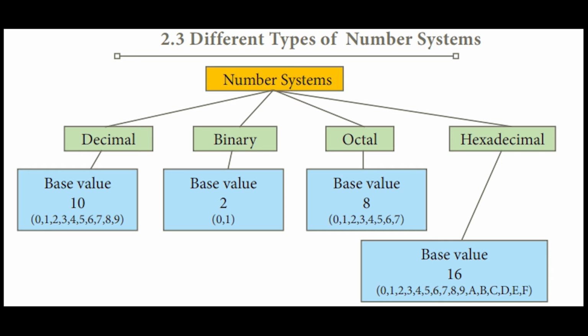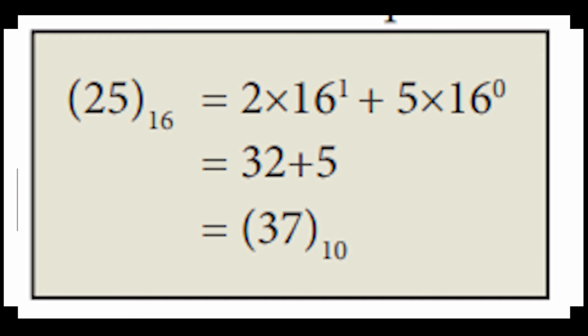So here A means 10, B means 11, C means 12, D is 13, E is 14, and F is 15, right? Here also, same way as we saw in decimal, binary, octal and hexadecimal, they have given an example. You just see here 25. For 25, we are going to convert this and find the equivalent decimal number.